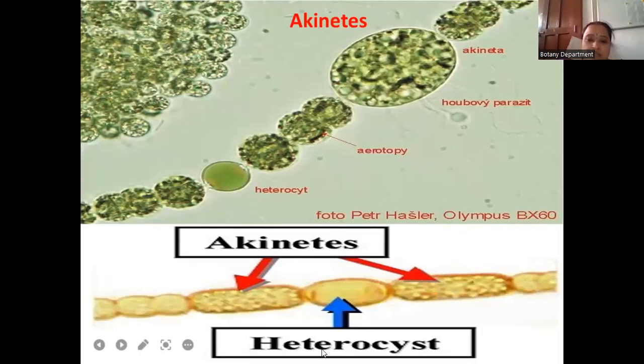Heterocyst. The akinetes are called here. This one is the heterocyst and this part is called the akinete. Best examples for this are Nostoc, all blue-green algae, Cylindrospermum, Nostoc. These are examples for akinetes.